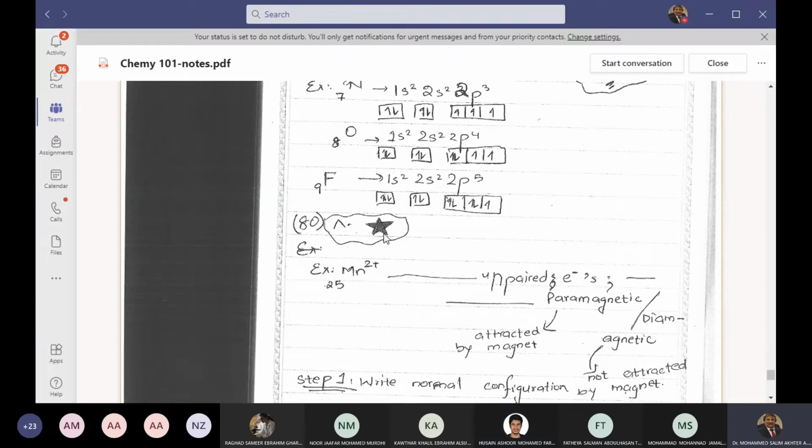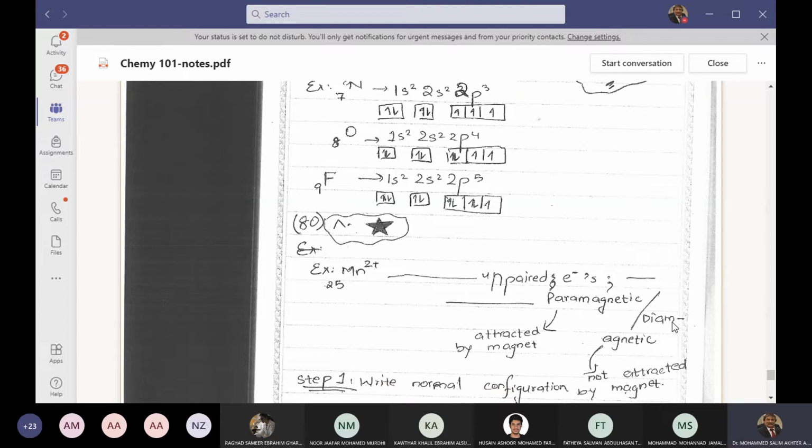What is the question? The question is very, very simple. I have given you manganese 2 plus, atomic number 25. And the question is, how many unpaired electrons does it have? Unpaired electron means alone. And is this paramagnetic or diamagnetic?